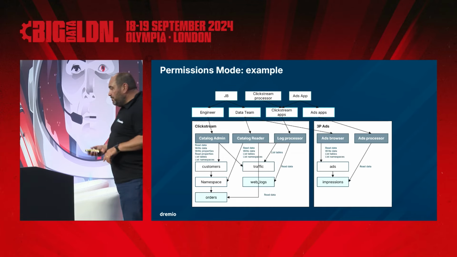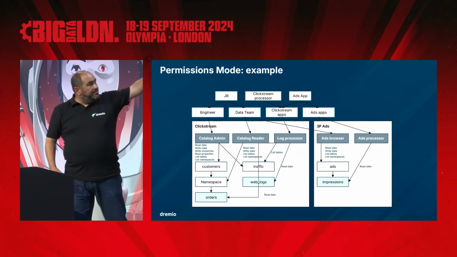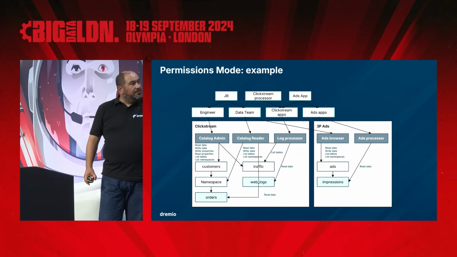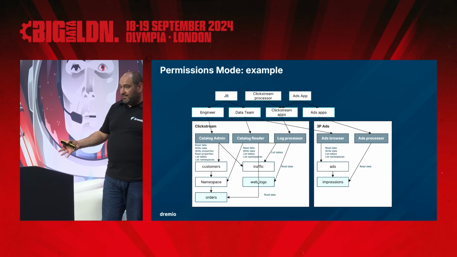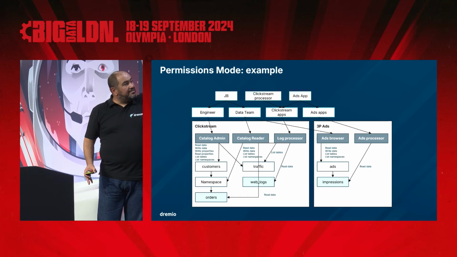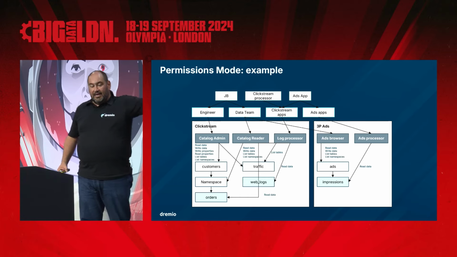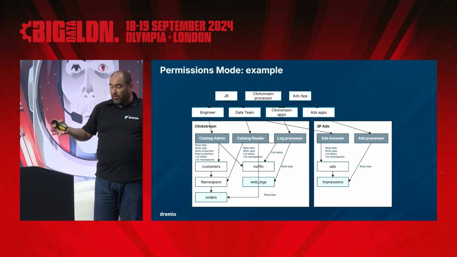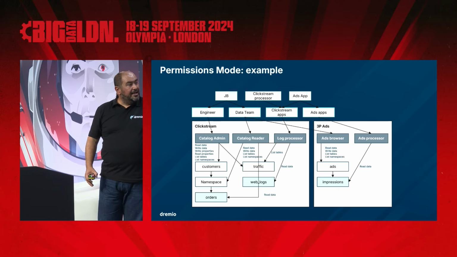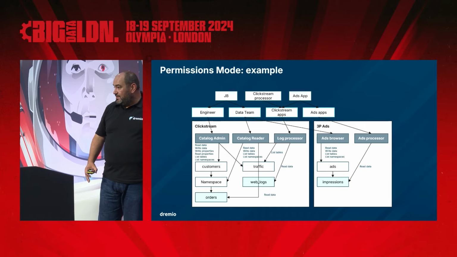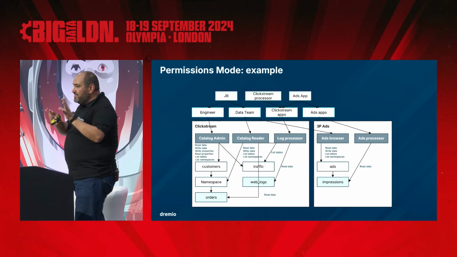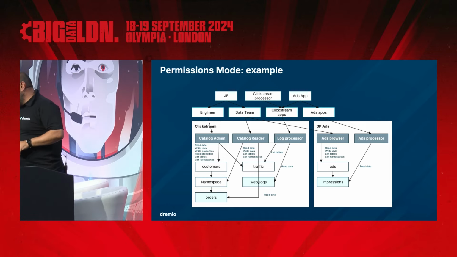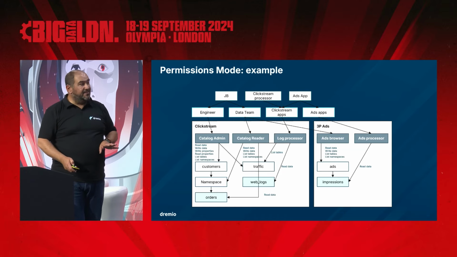So this is an example. I'm JB, and I have two roles, engineer and data team. This is across all catalogs. And then I have two catalogs, Clickstream and 3P apps. And so for this engineering role, which is a global role, I map to my catalog admin and catalog reader, for instance. So this is the kind of granularity and permission model you can implement in Polaris, which is pretty flexible.